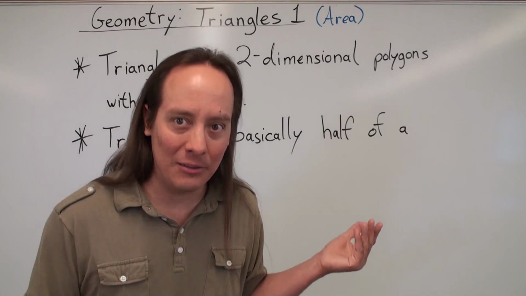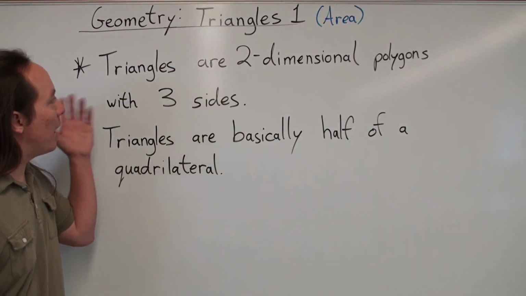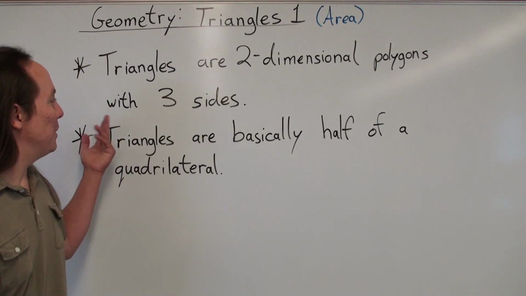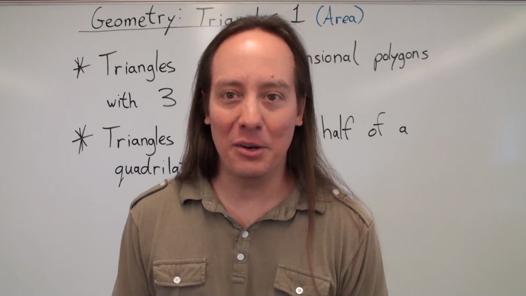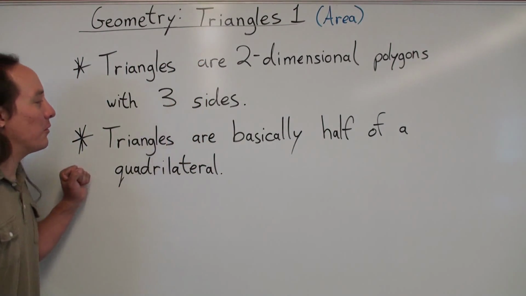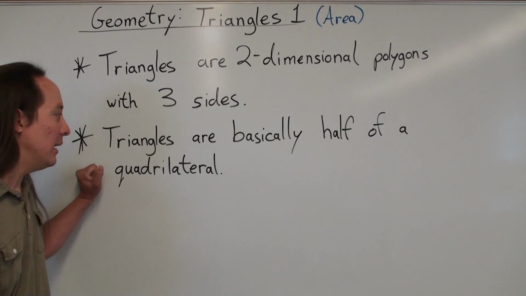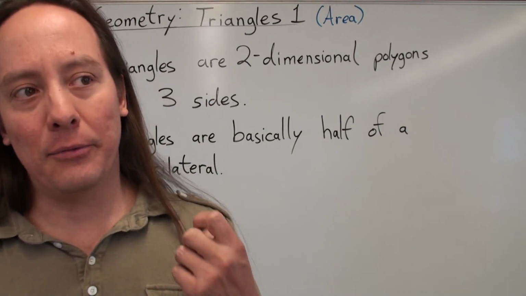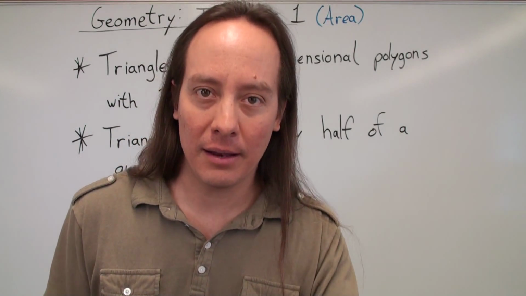What can I say about a triangle? Everybody knows what a triangle is, but I thought I would give a basic definition. A triangle is a two-dimensional polygon with three sides. Something that I don't think a lot of people think about, but triangles are basically half of a quadrilateral. That's an important thing to know, because that's actually how we can derive the formula. If we know how to find the area of a quadrilateral, then a triangle will just be half of that. It's really key.